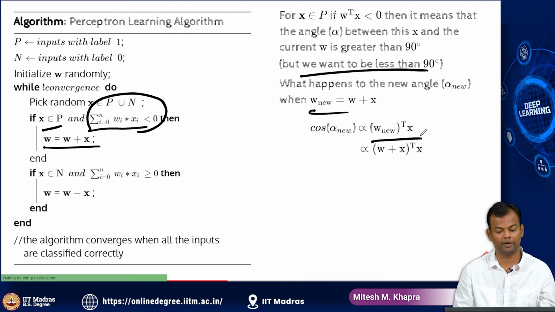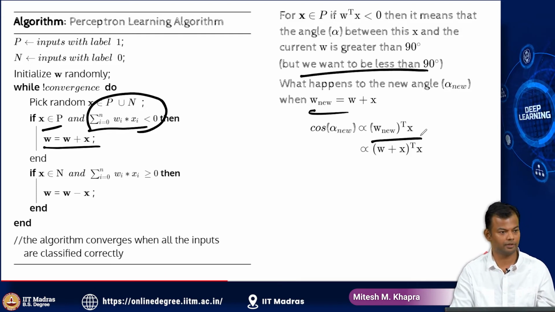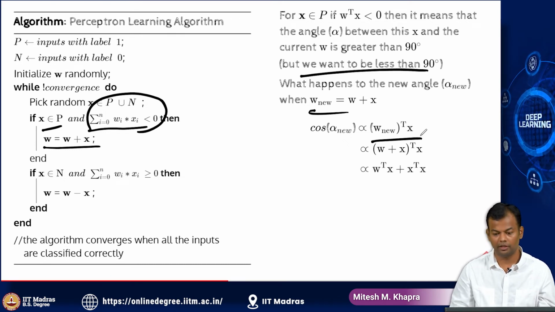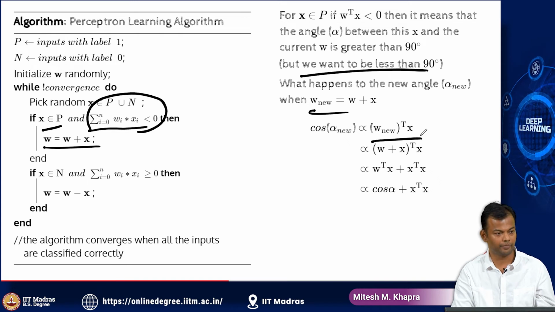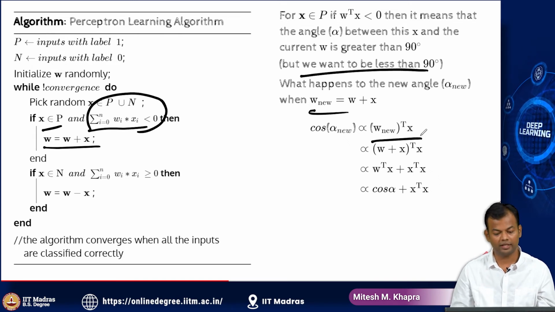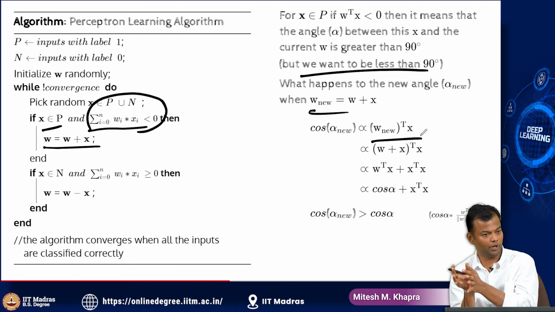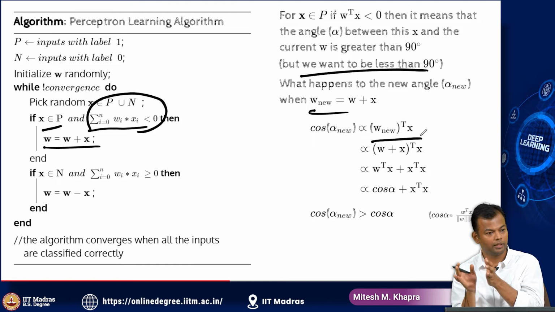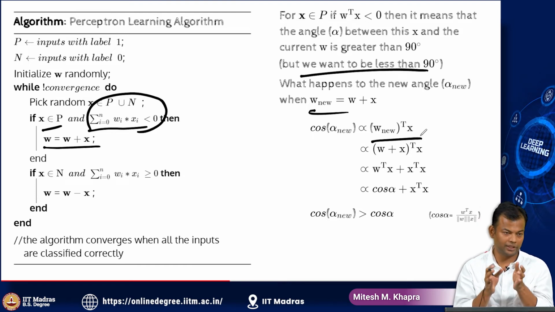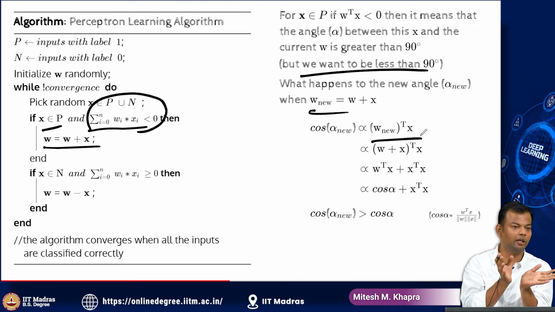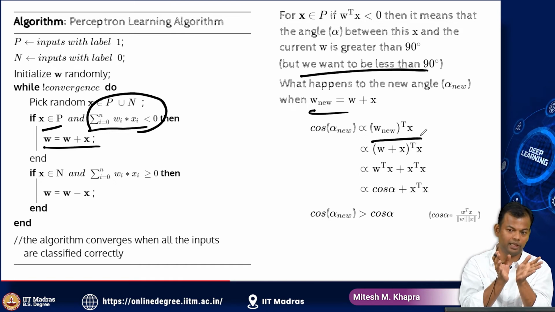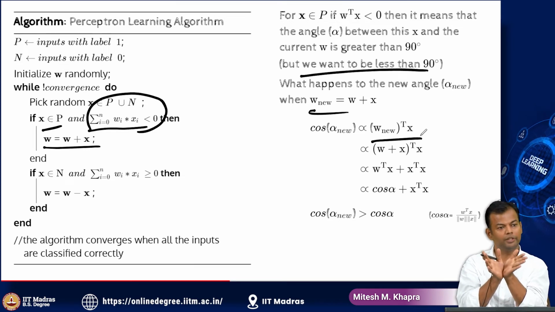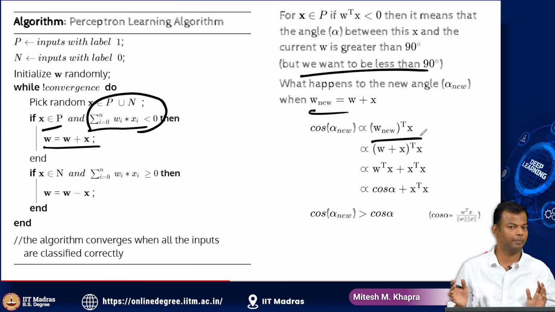Now, let me just substitute the value of W new, it is W plus X, okay. Let me just open up the bracket, W transpose X plus X transpose X. W transpose X is cos alpha, right. So, cos alpha new is actually greater than cos alpha. That means alpha new would be less than alpha. That is what I wanted. Whatever was my current alpha, I wanted my new alpha to be less than that. Eventually, I want to get it to less than 90 degrees, but I may not be able to do it at one shot. So, I will slowly try to make it less than that, right. So, that is what has happened here.